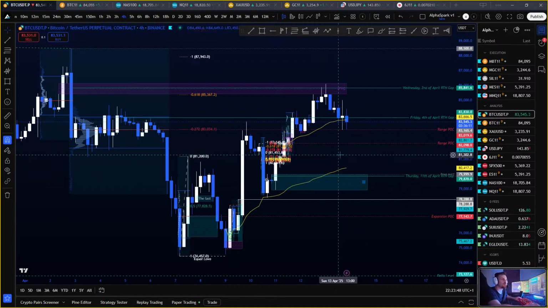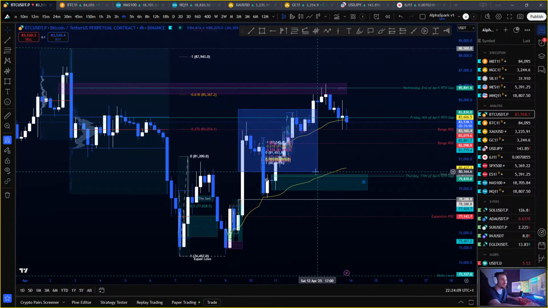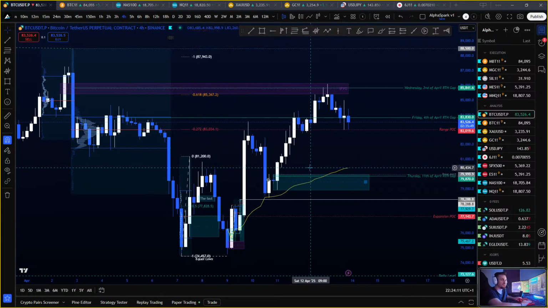because it's not mandatory that price does anything. It's not mandatory that it takes the equal lows. It's not mandatory that it fills the Wednesday RTH gap. None of this is mandatory. So you have to always take trades based on what the market does and not what you think is probable. Try to not forget that.